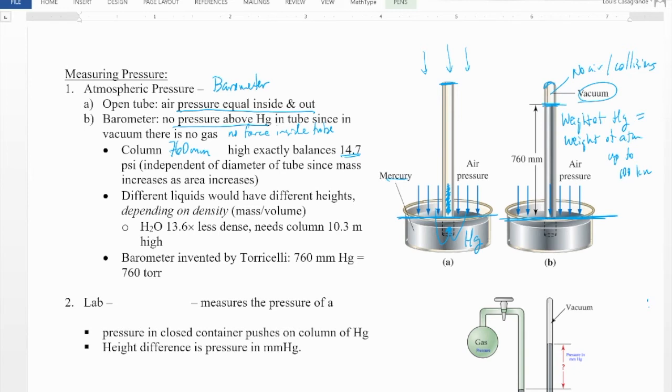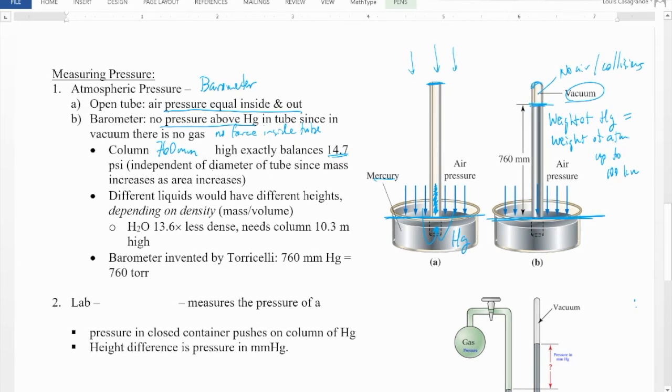So inside and outside now have the same pressure. It is independent of the diameter of the tube, because as the diameter gets bigger, so does the area that you're pushing down on. The weight gets bigger, but the area gets bigger, and those counterbalance each other, so the diameter of the tube doesn't matter. However, the liquid that's in there does, because the density is going to be different.